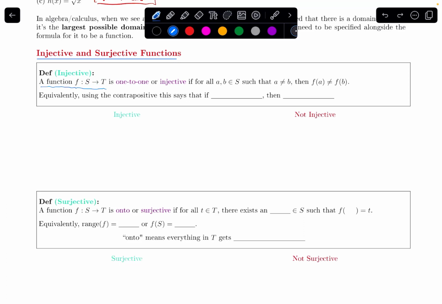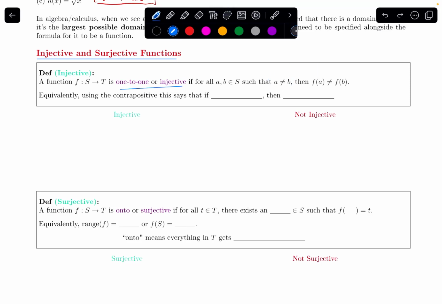We say that it is one-to-one or injective if for all a and b that are in S, so that means those are inputs in the domain, such that a is not equal to b, that means they are different inputs, then f of a is not equal to f of b. So that means their outputs have to be different. So this is saying anytime I have two different inputs not equal to each other, then their outputs are not equal. Their outputs are different.